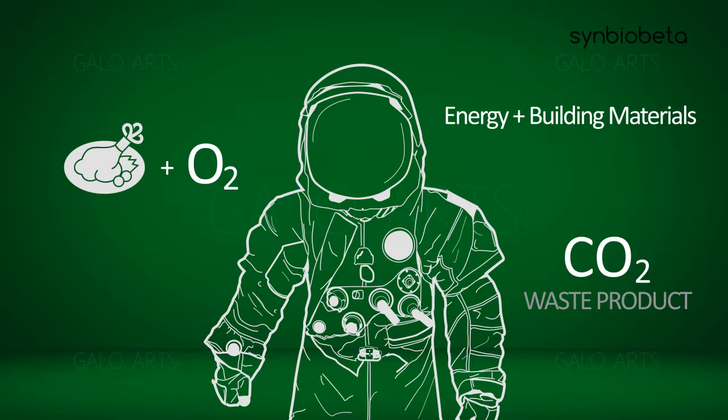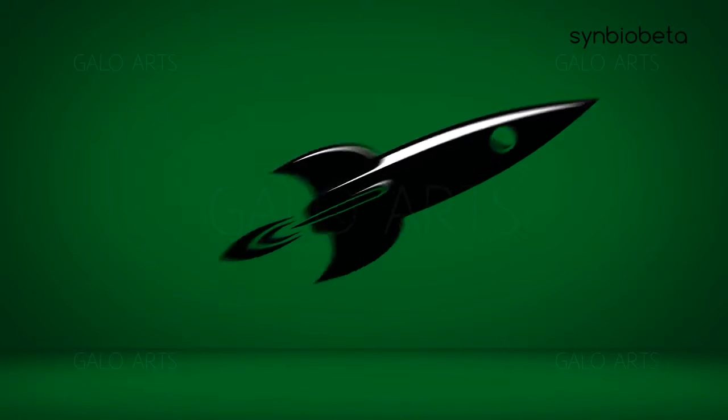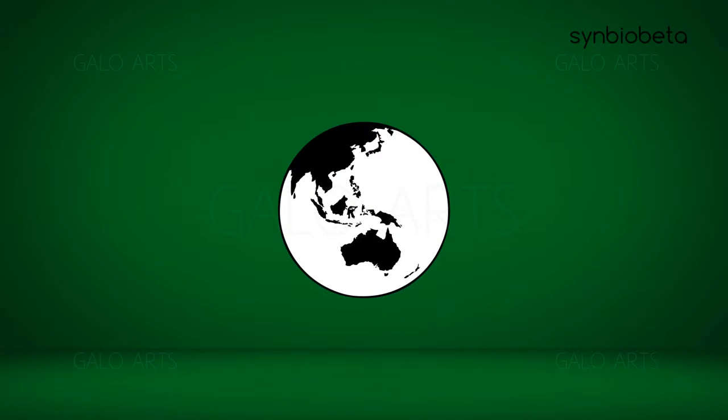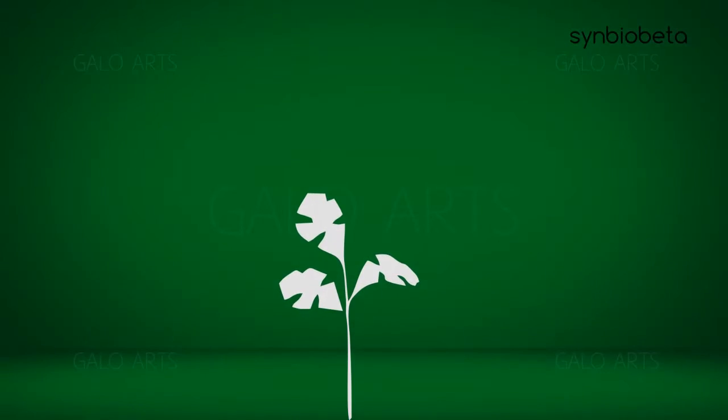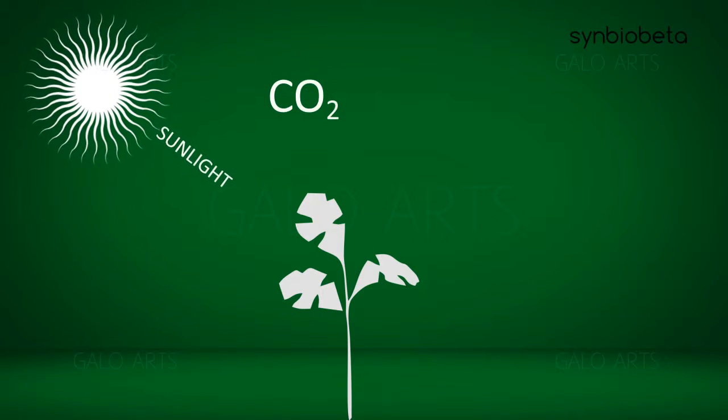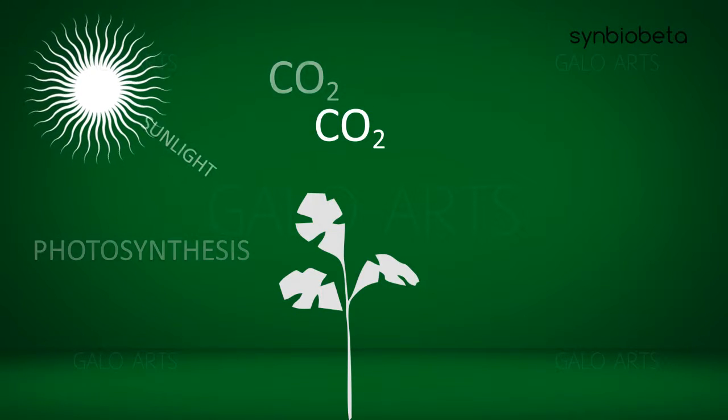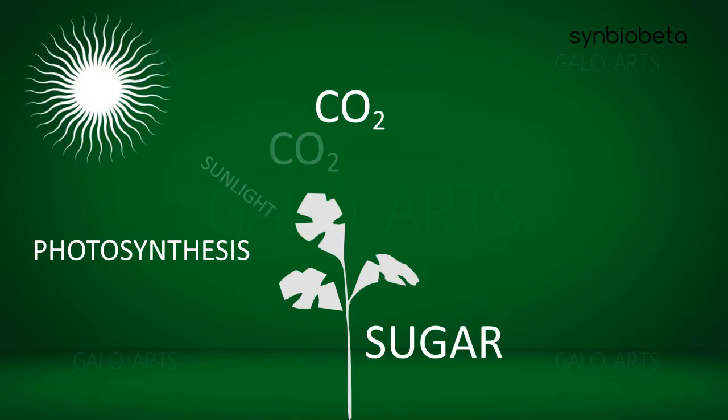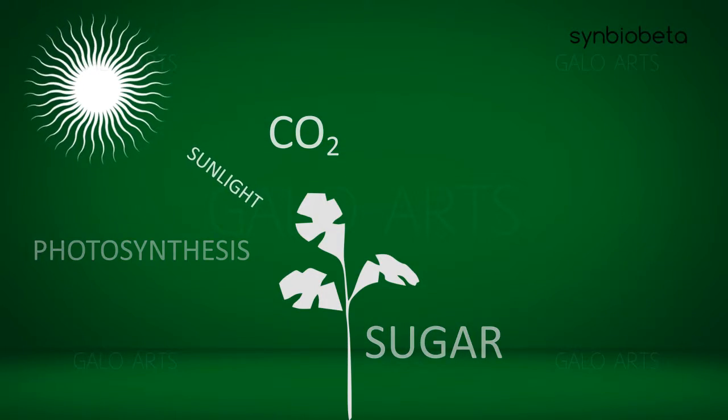That food gets to the space station by rocket. But on Earth, the food is probably grown in a field. Plants absorb sunlight and CO2 from the atmosphere in a process known as photosynthesis to produce sugar. We've gone from CO2 in the air to CO2 in the air. We now know a process that lets us capture CO2 in the air and turn it into food.